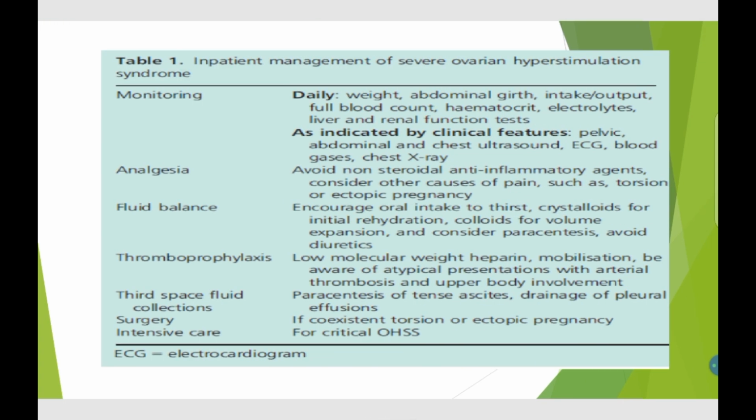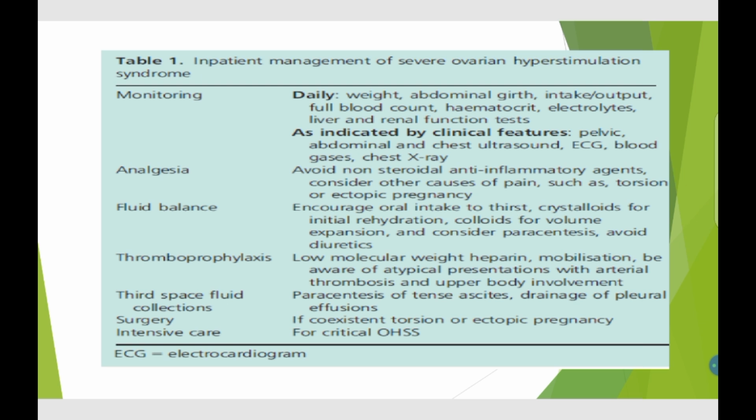If the patient is admitted, in that particular case, the monitoring will involve daily weight gain, abdominal girth, intake and output charting, full blood count, hematocrit, electrolytes, LFTs and RFTs to be done daily, and as per the indication, the abdominal and pelvic chest ultrasound, ECG, blood gases, and chest X-ray.